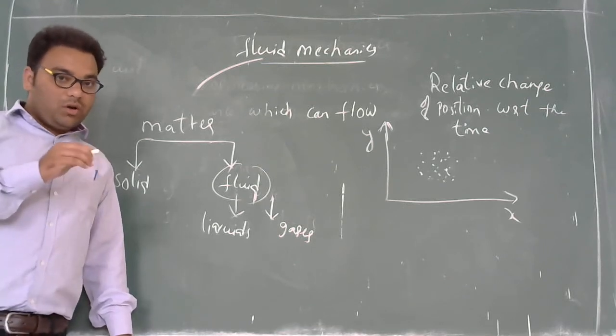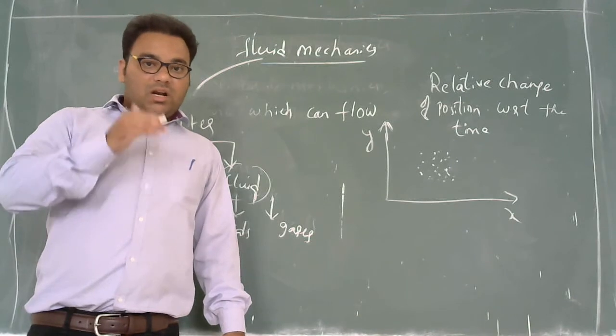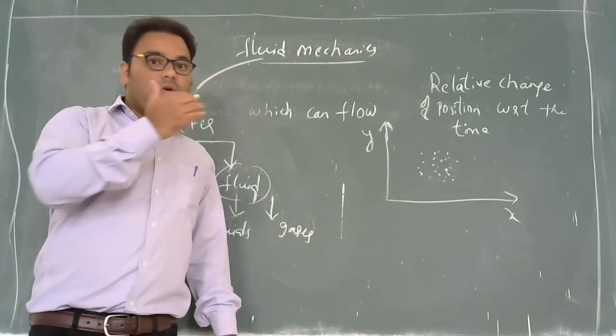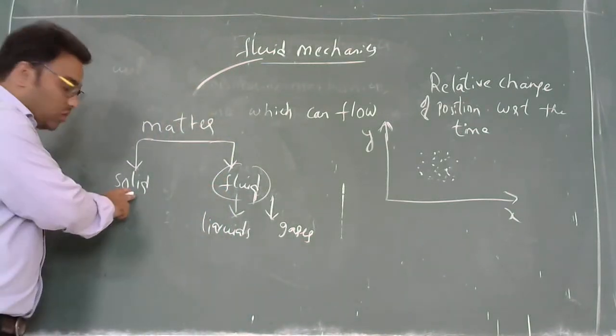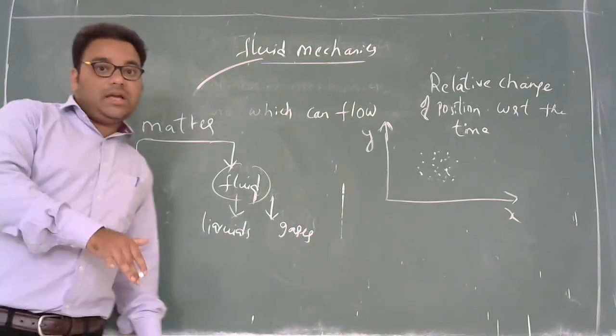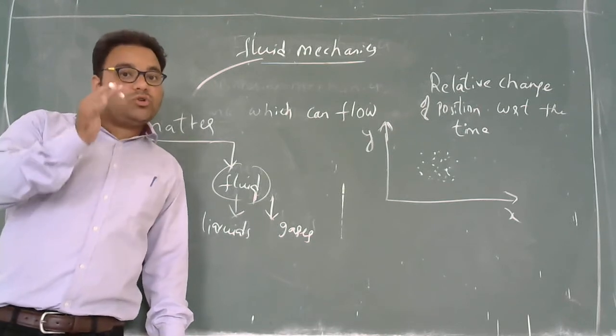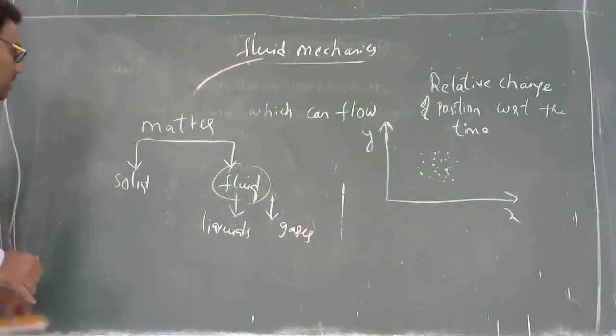even if you apply a small shear force on a liquid, it continuously starts to deform. But if you apply a shear force on a solid, it won't deform. It will deform, but again it regains its original position, if you apply the shear force up to the proportionality limit. See, I will explain here.